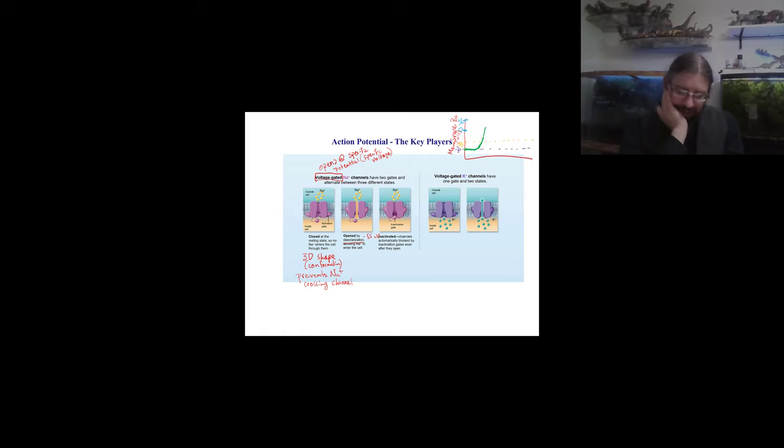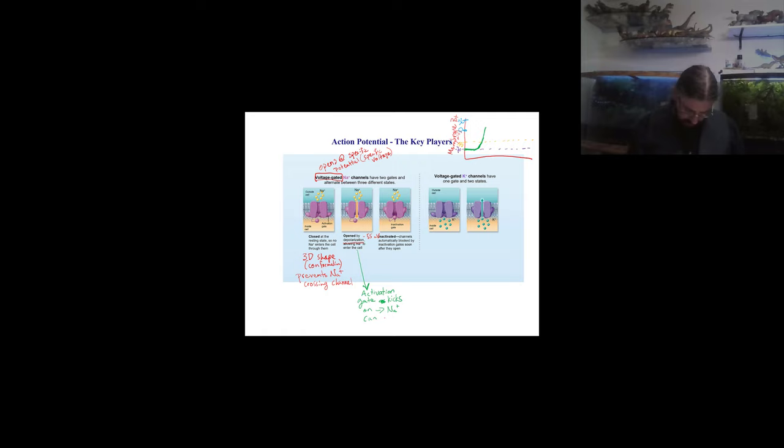So our activation gate activates, operates. So the activation gate allows sodium to pass through. So the activation gate, let's just say, kicks on. That is very descriptive, right? We can all imagine that. The activation gate kicks on and sodium can pass.